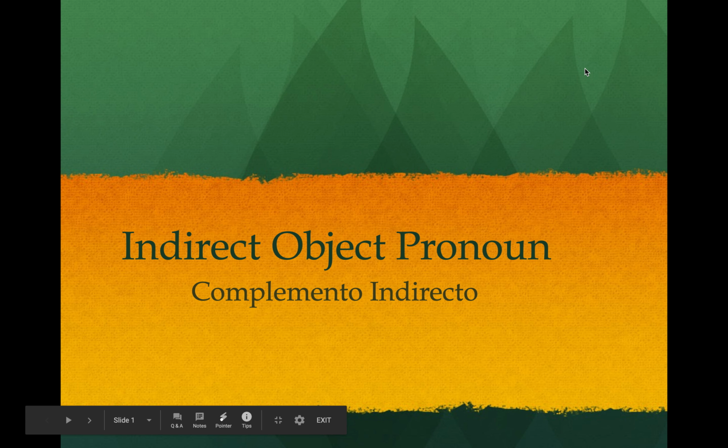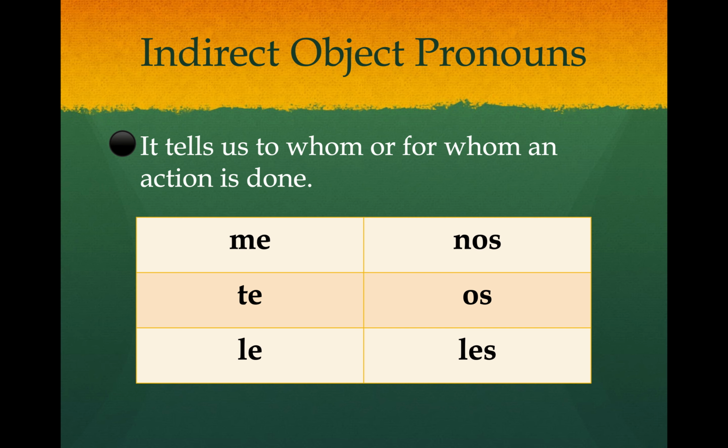In this presentation, we'll be learning about the indirect object pronoun, what we know in Spanish as complemento indirecto. The indirect object pronoun tells us to whom or for whom an action is done in the sentence.